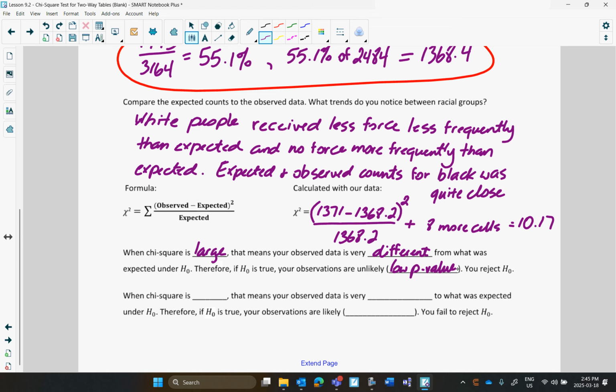If the chi-square is small, that means it's going to be very similar. Which would equate to a higher p-value. Which means you would not reject the null. There's really no difference. But let's go to the graphing calculator function and the 4-step process. Okay, so again, long way, that would take an awful long time to do.